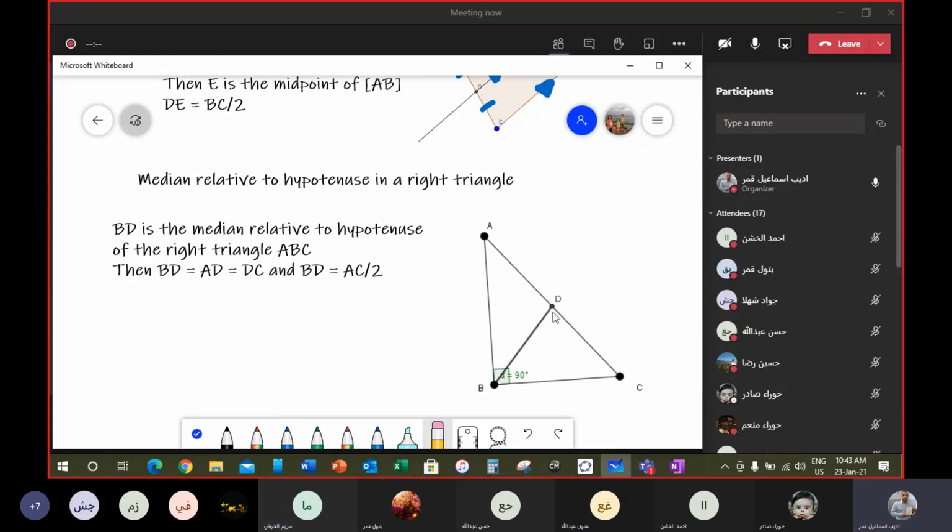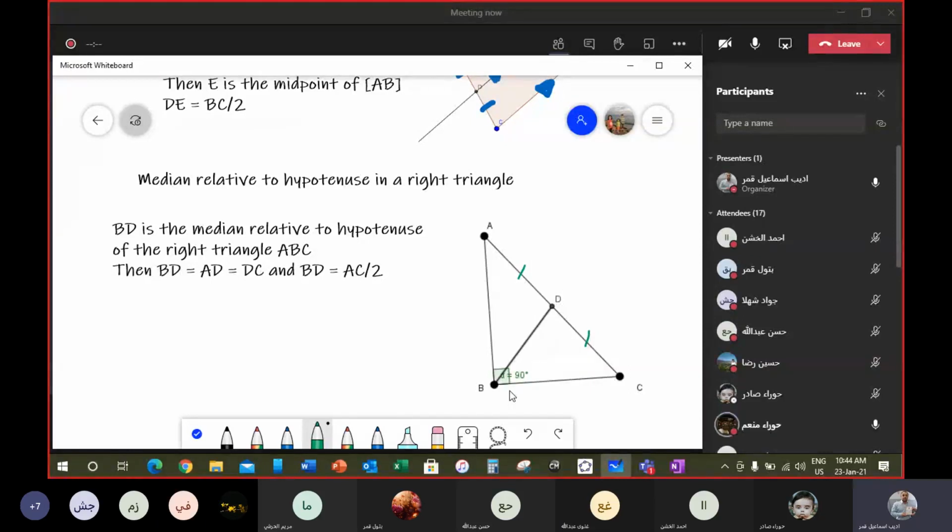We also have D is the midpoint of AC. I put symbols on the figure so it is clear. So if D is the midpoint of AC, then BD equals what? Equal to AD and DC. Very good. What is this called? Hypothesis.